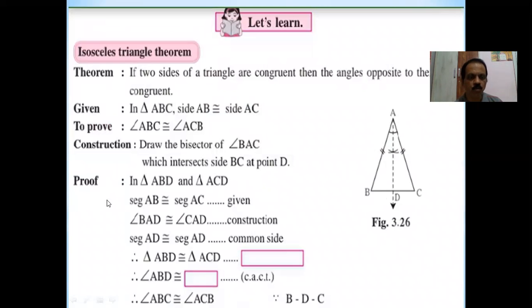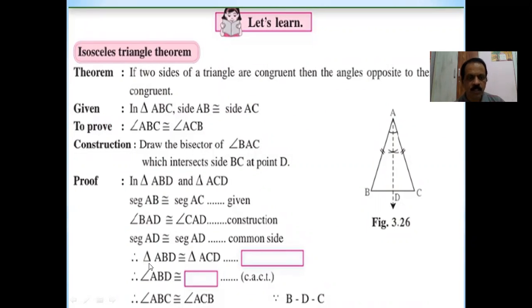Now look here, the proof: in triangle ABD and triangle ACD, these are the two new triangles formed by the angle bisector. Segment AB is congruent to segment AC, given. Angle BAD is congruent to angle CAD, by construction, the angle bisector. Segment AD is congruent to segment AD, the common segment of both triangles.